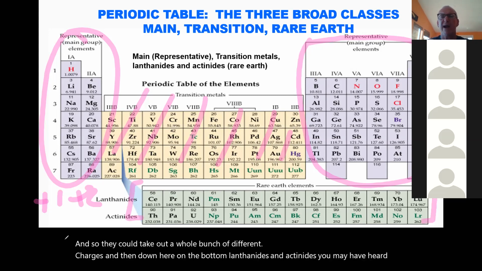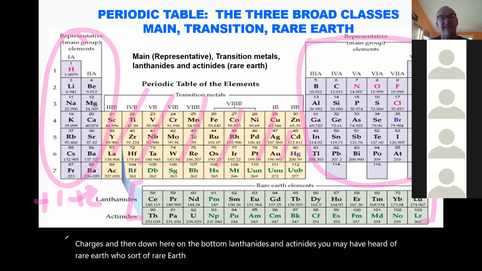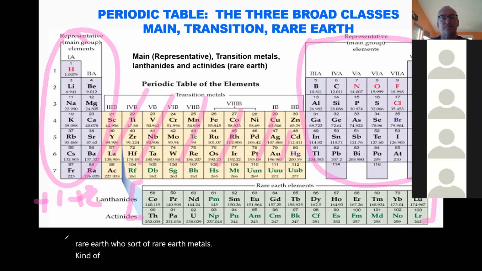You may have heard of rare earth. Who's heard of rare earth metals? Kind of important these days. No one's heard of rare earth metals before?